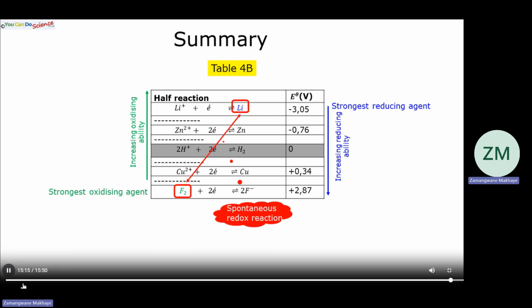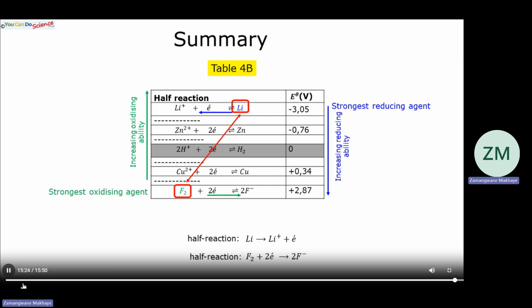During a spontaneous reaction, the strongest reducing agent will react with the strongest oxidizing agent. These reactions are reversible, but the half reactions are written with a single arrow, and you must indicate which one is the oxidation half reaction and which one the reduction half reaction.